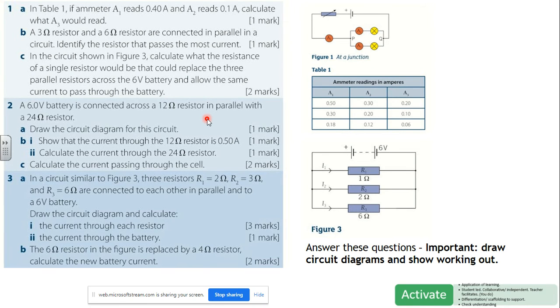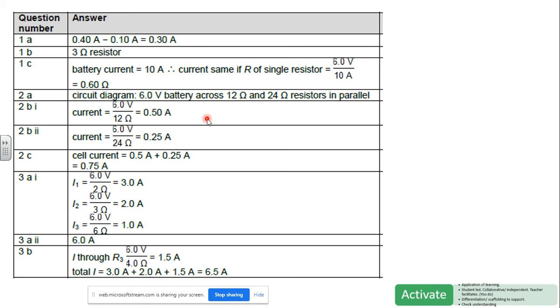Now you've seen some of the examples. Go back through the examples and have a go at these questions. You may notice I've put there important: draw circuit diagrams. Have a go. The answers will come up in a second, but you really should exhaust yourself first. Go back and watch again where we talk about these parallel circuits and about resistance and the current going through the circuit. I'm going to pause now, and I'm coming back with the answers.